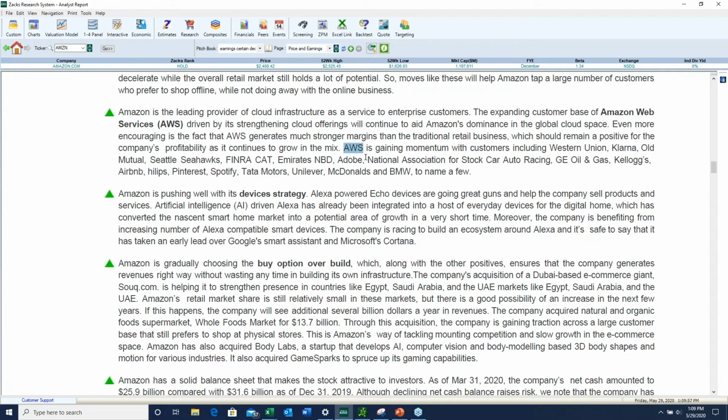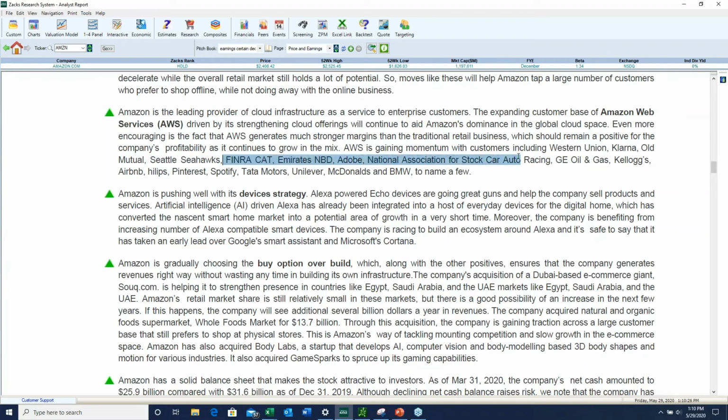We know that, okay, it's a high margin business. It is software as a service. But where is it coming from? Where are they gaining that share? Or where is that top line growing from? We know it's high margin, but where is that revenue growth coming from? And you can see here that there's a little bit of commentary that AWS is gaining momentum with customers, including Western Union, Klarna, Old Mutuals, even the Seattle Seahawks, FINRA.